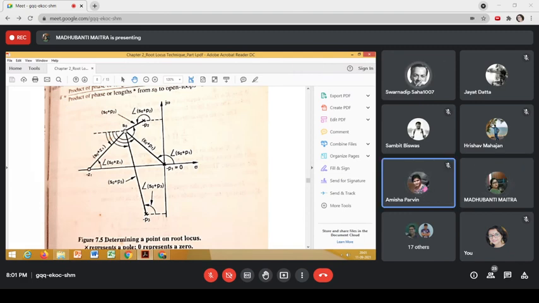And if the angle criterion is not satisfied at this trial point, then we'll have to shift the trial point either to this side or this side. And again, at the next trial point, we'll have to repeat the same procedure to find out whether the second point is on the locus or not.